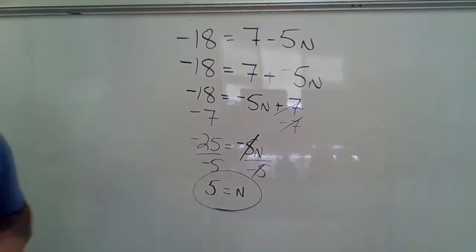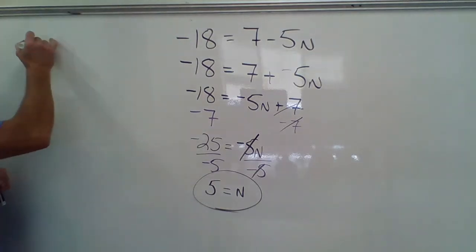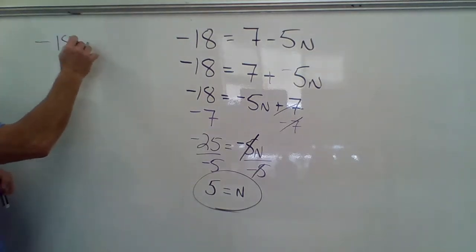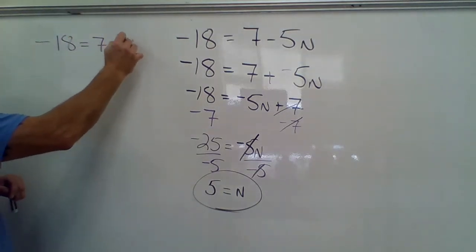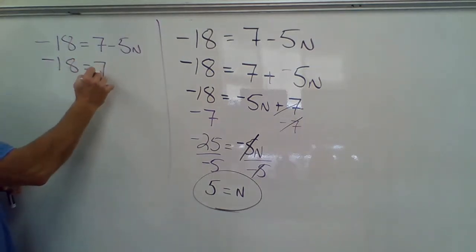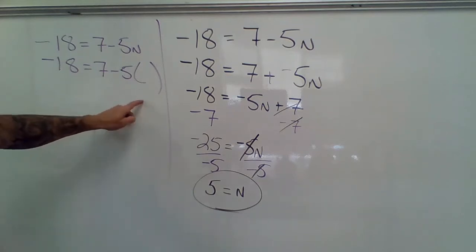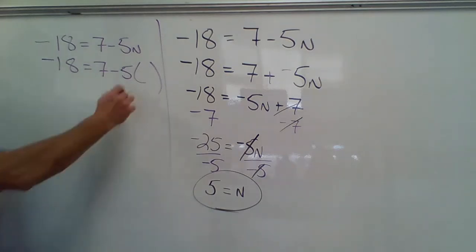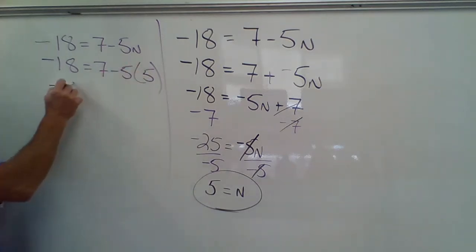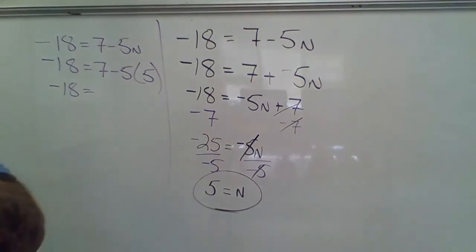Now, I'm going to perform my 3-step check. I want to verify that works. Original problem, -18 equals 7 minus 5n. I am going to substitute in what I think n is. Parentheses, never a bad idea. Putting in a 5. Then, well, I'm going to let my calculator do the work here.